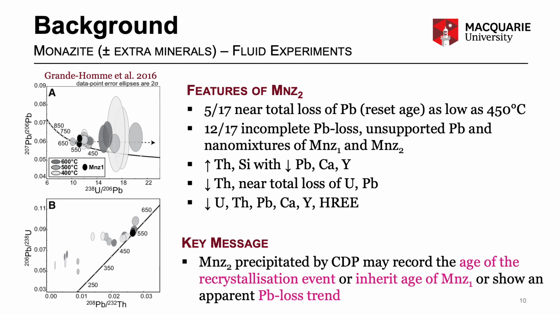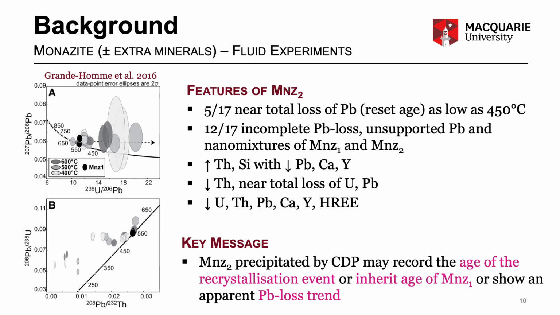In the 17 experiments that have been published, 5 of the experiments were able to reset the age of their monazite in experiments with temperatures as low as 450 degrees Celsius. In many of the experiments, an observation of incomplete lead loss, unsupported lead, and in their seminal paper by Grand Home shown in the pictures, they interpreted that they were ablating nanomixtures of the precursor monazite and the zero-aged monazite to produce these smears along concordia.